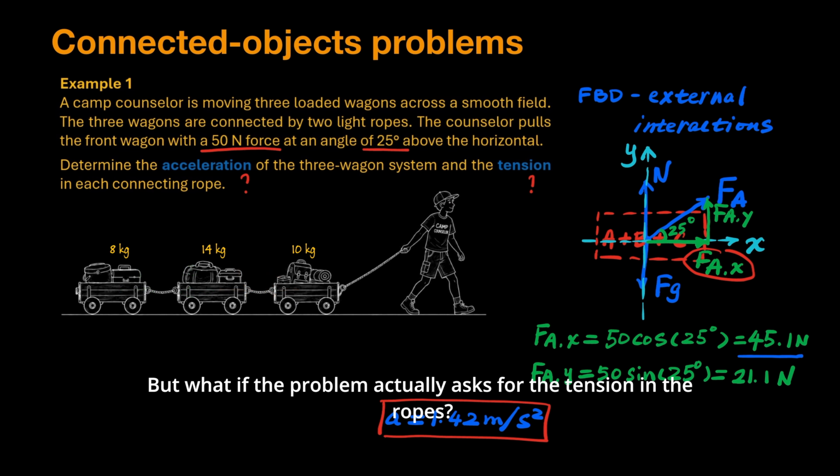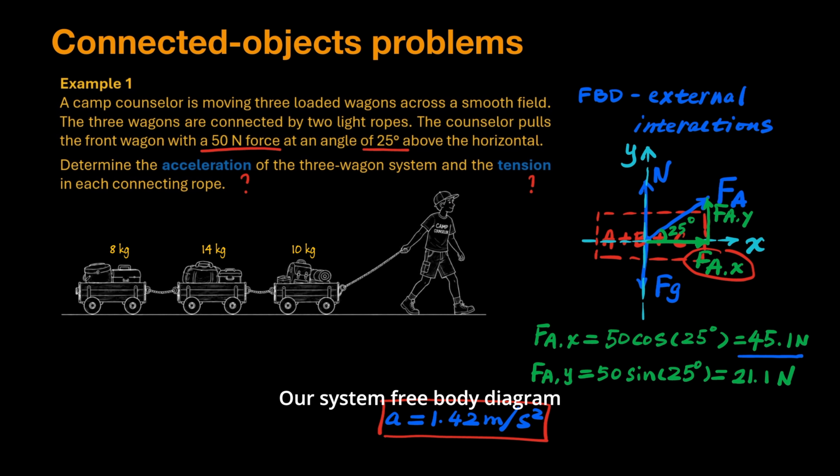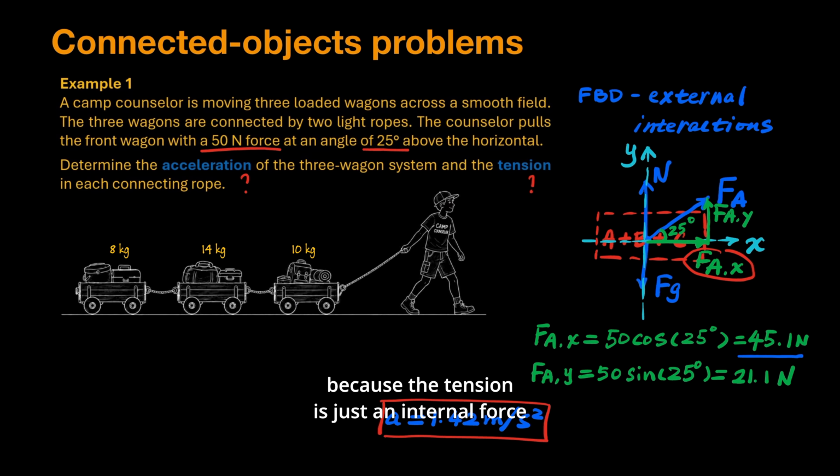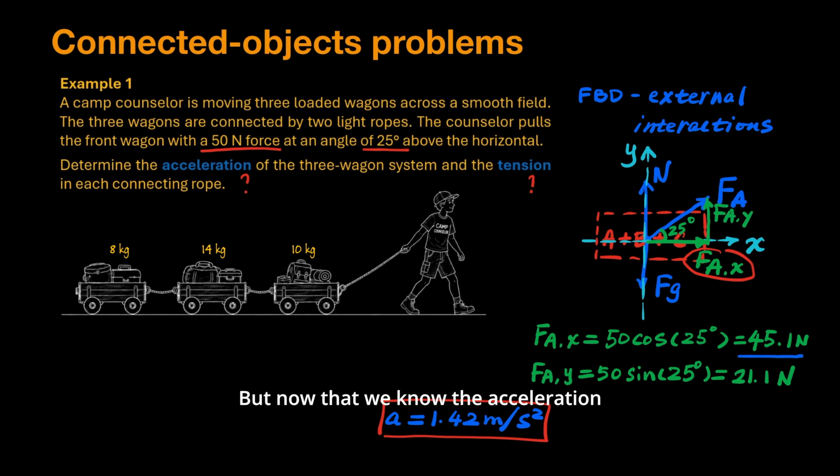But what if the problem actually asks for the tension in the ropes? Our system free body diagram doesn't give us the tension directly, because the tension is an internal force within the system. But now that we know the acceleration, we can zoom in and isolate the wagon individually to find the tension much more easily. Let's start with the last one, since the free body diagram is the simplest.